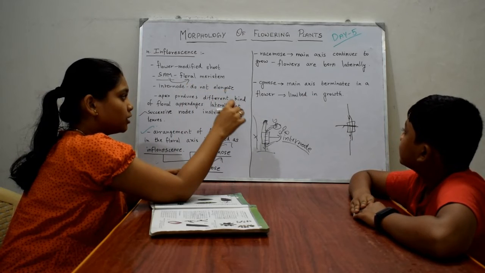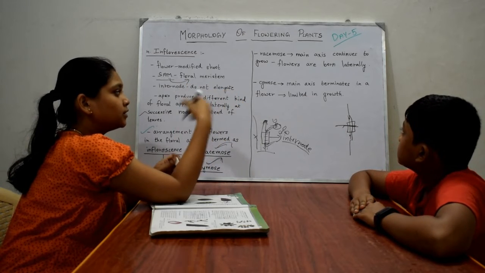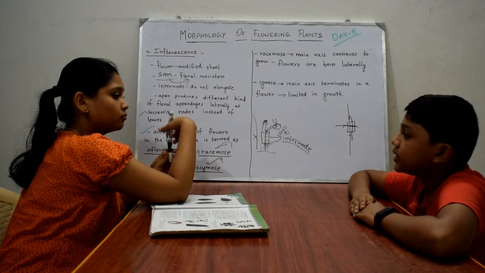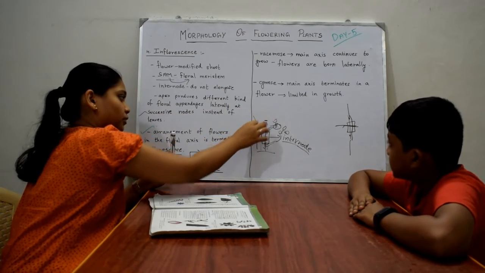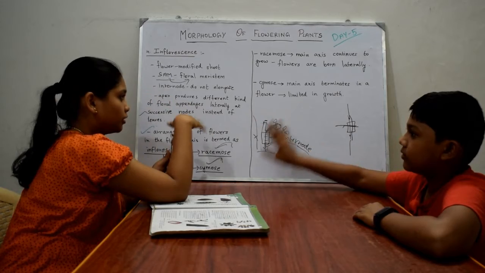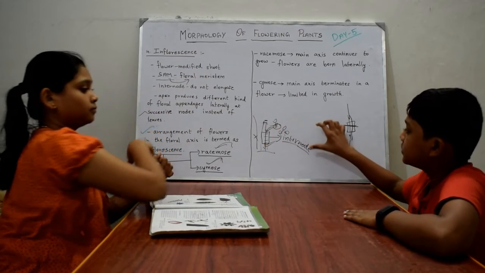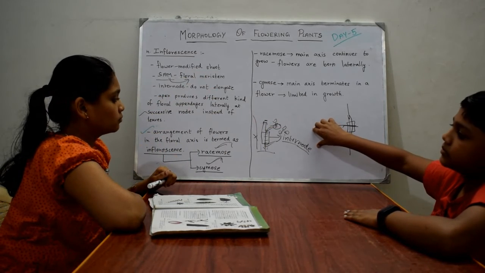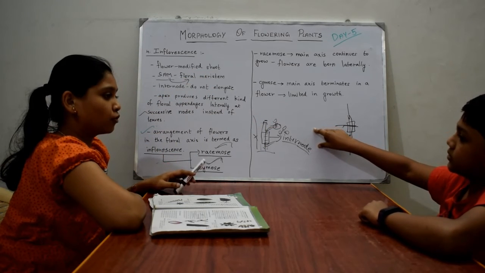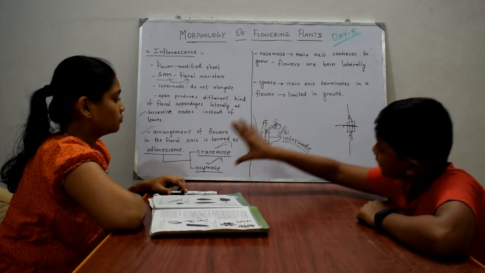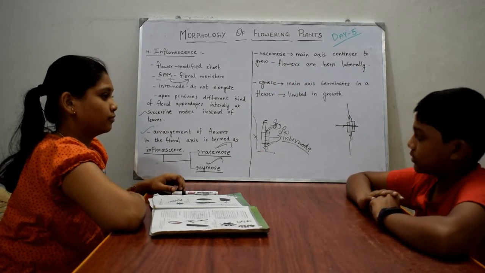In cymose inflorescence, the main axis terminates in a flower. The main axis ends with the flower, and it will not grow. Internodes generally do not grow in inflorescence itself.